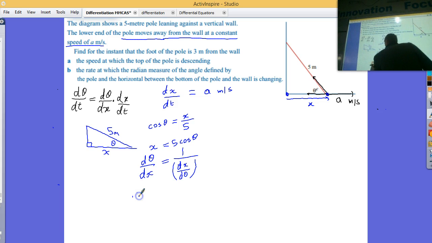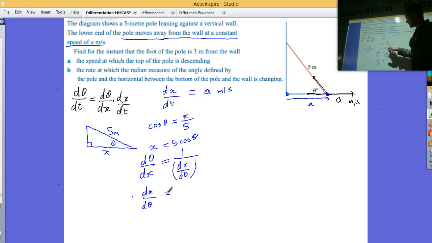Therefore, dx/dθ is the derivative of cos of the angle, differentiated with respect to the angle. So what is the derivative of cos?